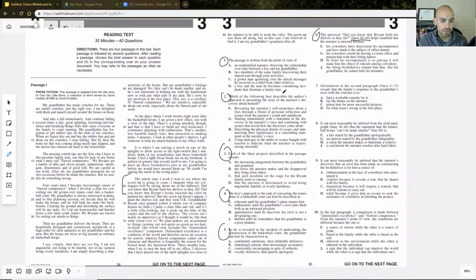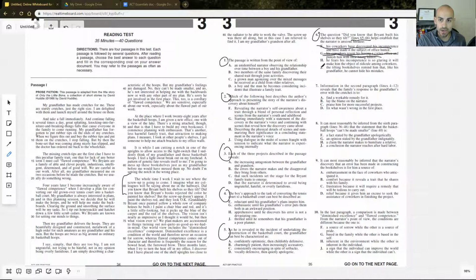Okay, so let's look at our answer choices again. F, his coworkers have discovered his incompetence and have made it the subject of his office humor. The question's asking what helps establish that the narrator is anxious because, well, he hasn't even done it yet. He's worried about future tense. So F is acting like it already happened. That doesn't make sense. G, resent his having a corner office. They didn't say anything about that. There's nothing about him resenting. You don't see words like resentment, anything like that. H, he fears his incompetence is so glaring it will make him the object of ridicule among coworkers.